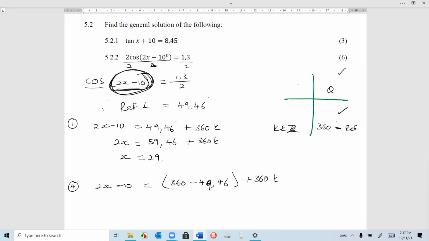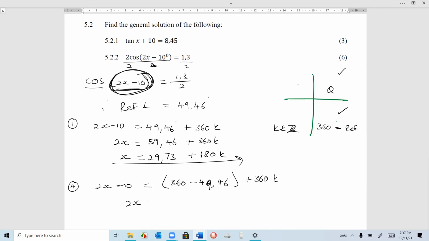29.73, sir. And we also divide the 360 by 2. So there's our first answer. I'm underlining it so you can see that is the answer. That is the answer. Now we go to quadrant 4.